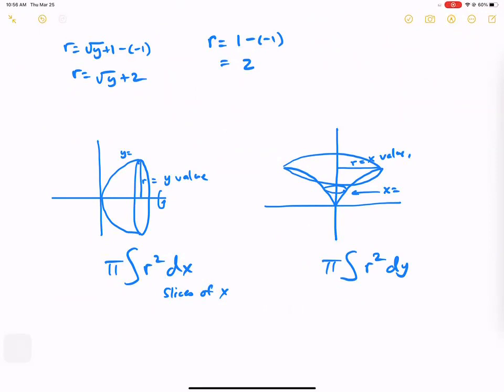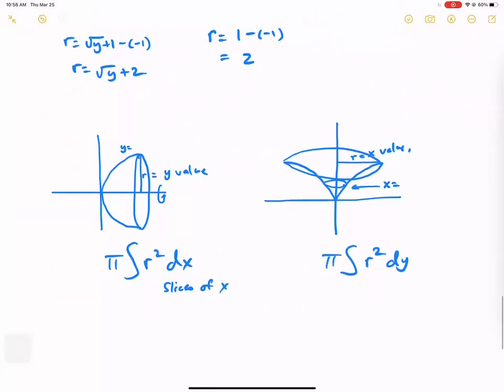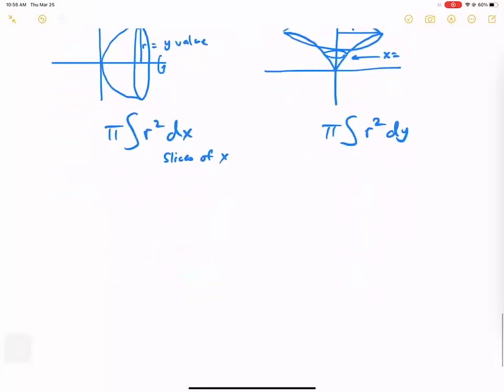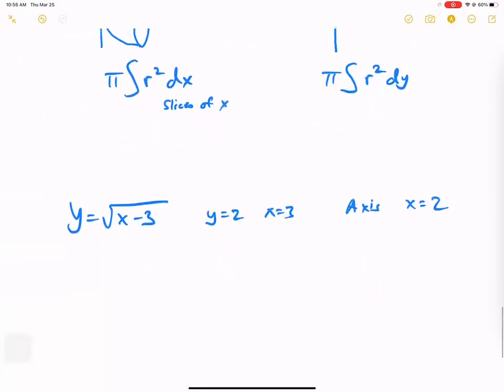So when they give you a problem, let's do one more. And they say y is equal to the square root of x minus 3. Let's give us a bound. Y is equal to 2, x is equal to 3. And they want you to spin around the axis of rotation, x is equal to 2. All right, sure, let's draw this out.